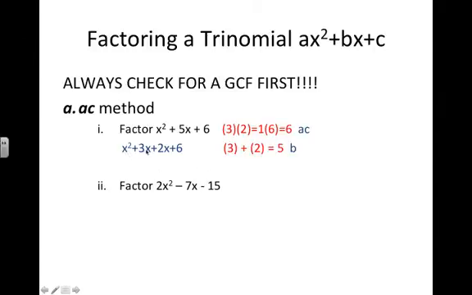So we're going to have x squared plus 3x plus 2x plus 6. Remember, all we've done here is we've written 5x as 3x plus 2x. Otherwise, it's the same thing. We haven't actually factored yet. Now we do the factoring by grouping.